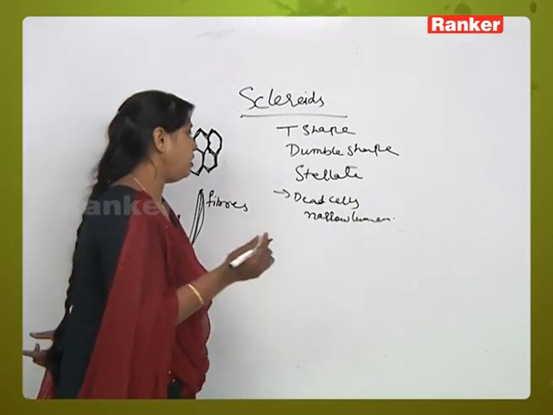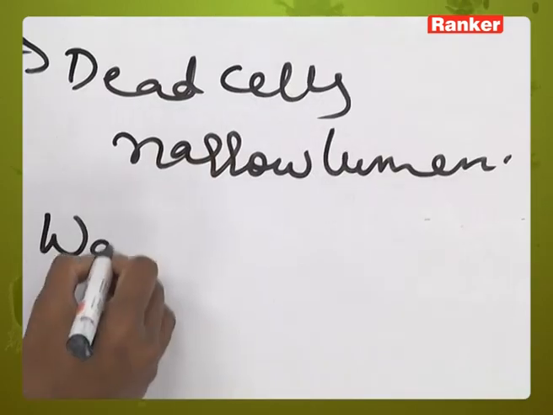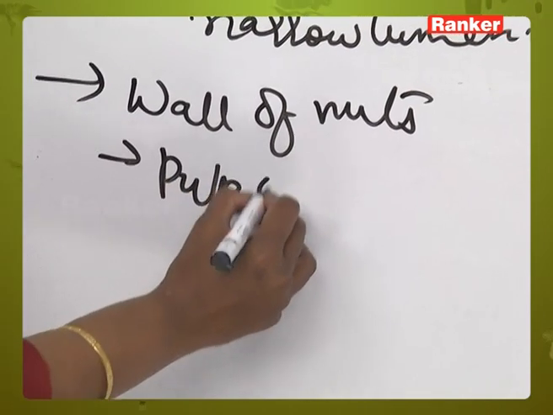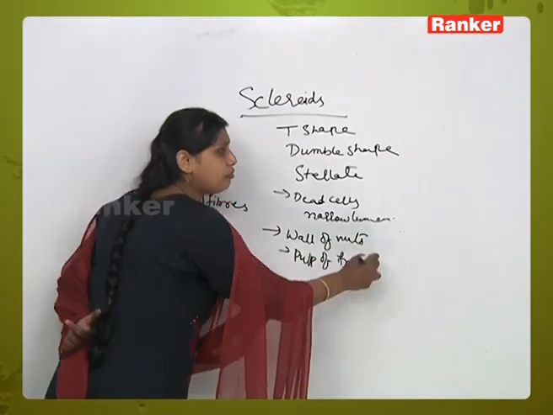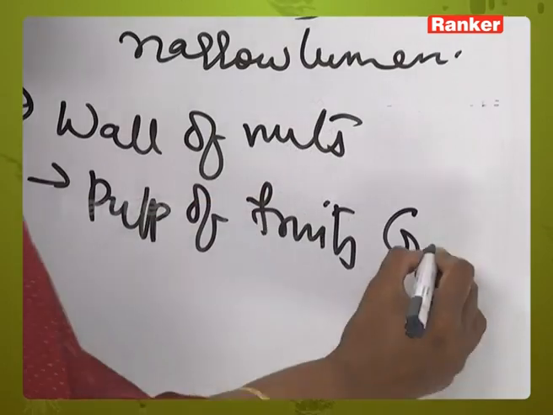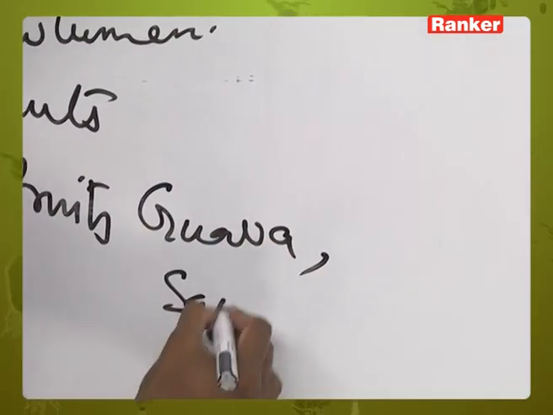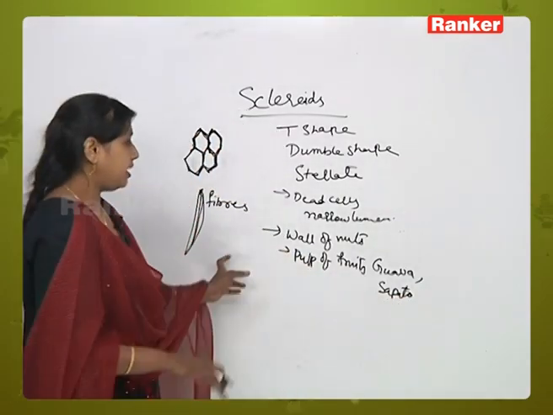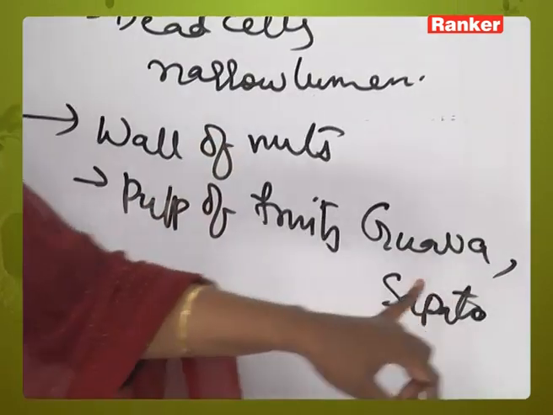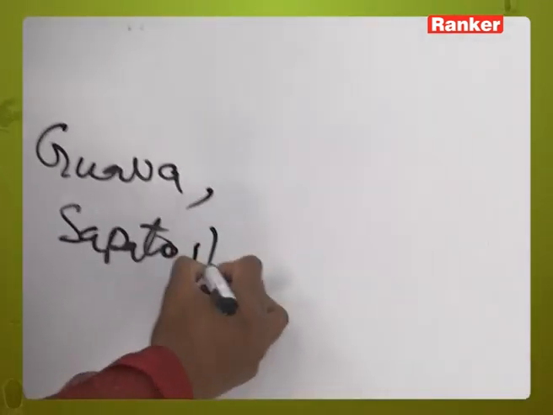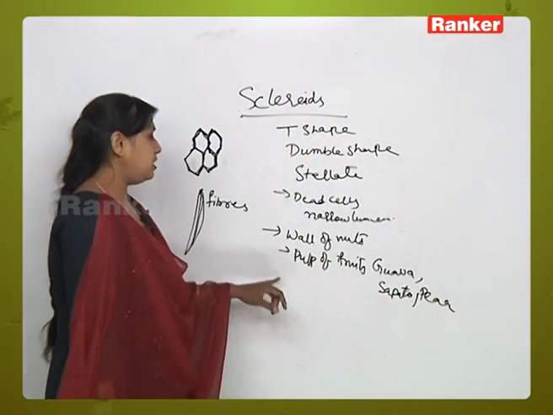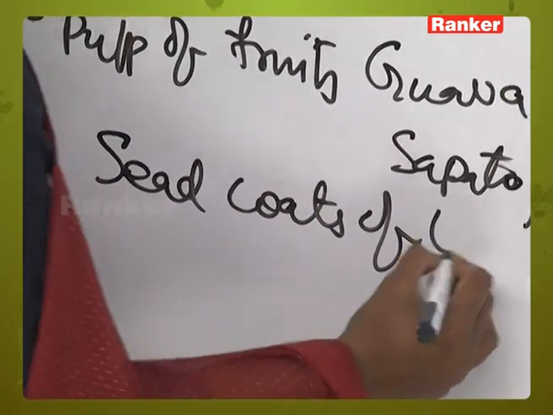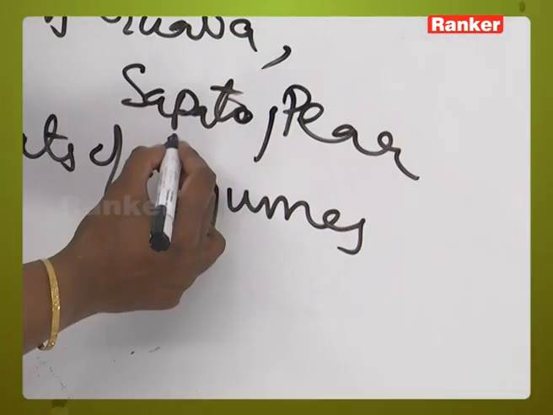Where do we find these sclerites? We find the sclerites in the walls of nuts, and in the pulp of fruits. What type of fruits will we see? We will see them in guava, sapota, pear, and in the seed coats of some legumes. These examples may come as your multiple choice questions. These examples are important.